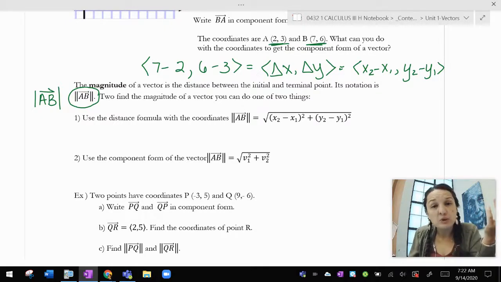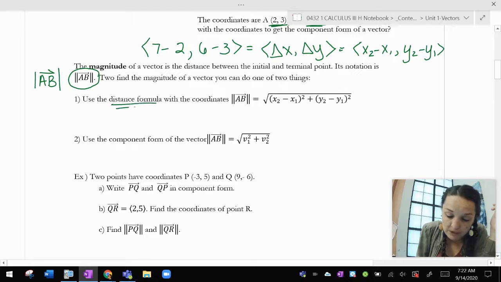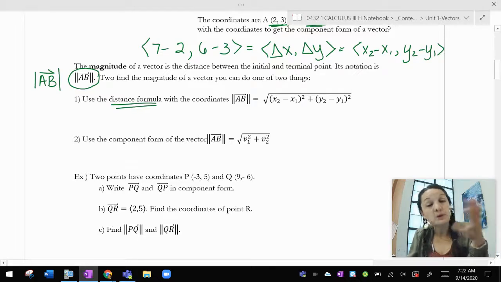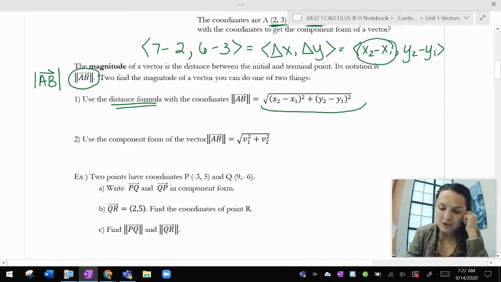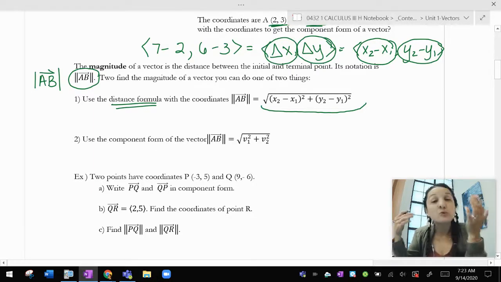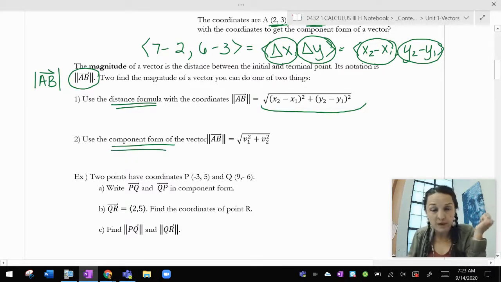So if you want the magnitude of the vector, you'll see the vector's name in single bars or double bars means the same thing. If you want to find the magnitude, you could use the distance formula with the coordinates, because magnitude is the distance between the points. But when we look at that, I have the square root of x2 minus x1 squared plus y2 minus y1 squared, and hold on a second, x2 minus x1 and y2 minus y1 really create the components of the vector. So if you have your vector in component form, use the component form to find the magnitude.